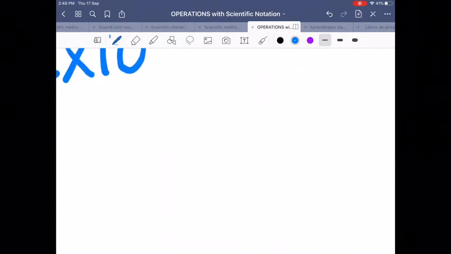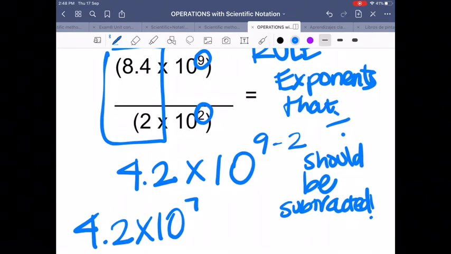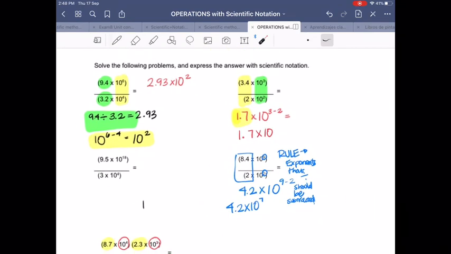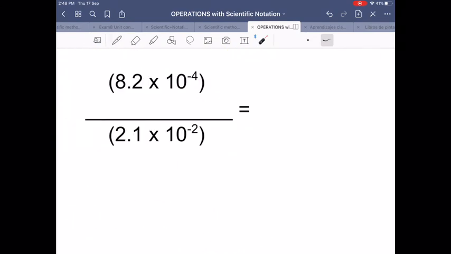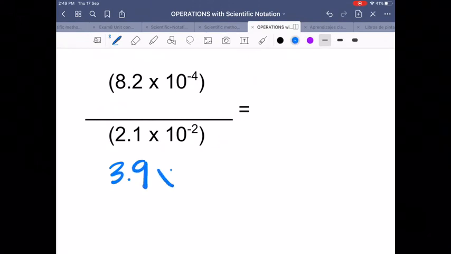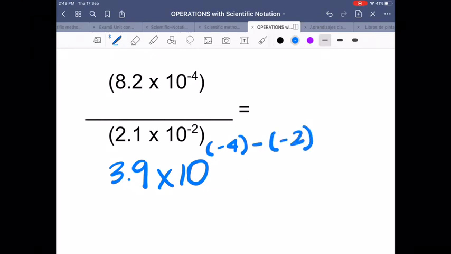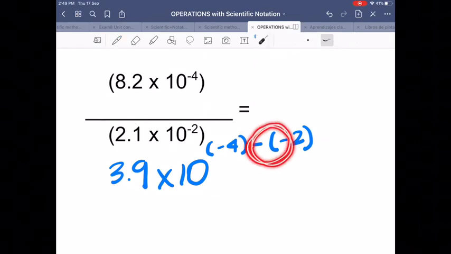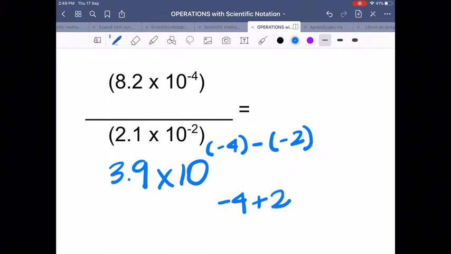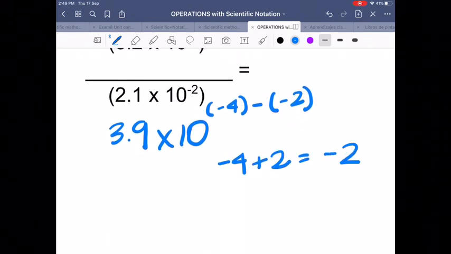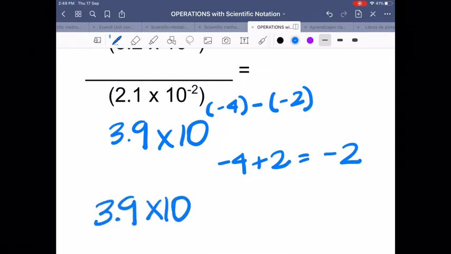Now, pay attention. Right now, you're having 9 minus 2, okay? But let's say you have in another problem, you have 8.2 divided by 2.1. 8.2 divided by 2.1. You have 3.9 times 10 to that, you have negative 4 minus negative 2. Okay, so it means here that these ones, you'll put it together. So you have negative 4 plus 2. Negative 4 plus 2 equals negative 2. So you have 3.9 times 10 to the negative 2. And I already have my 1-digit rule, so I don't need to change anything.